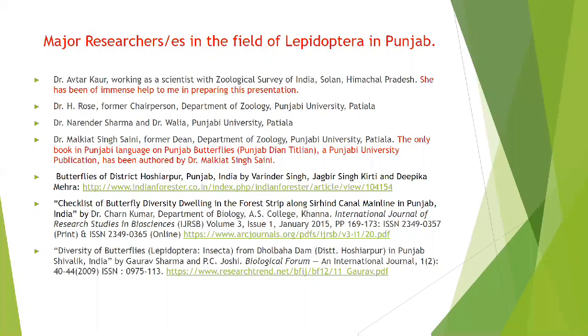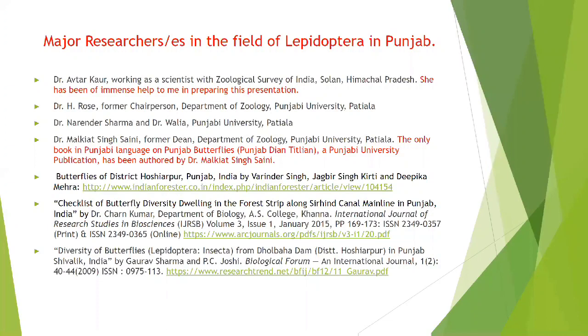And then there is a checklist of butterfly diversity dwelling in the forest strip along Sarhind Canal, main line in Punjab, India, by Dr. Sharan Kumar, from the Department of Biology at AS College, Khanna. It has also been published in an international journal. And then another article, Diversity of Butterflies from Dholbaha Dam in district Hoshiarpur in Punjab, Shivalik, India, by Gaurav Sharma and T.C. Joshi. This is also available on the net in a journal.